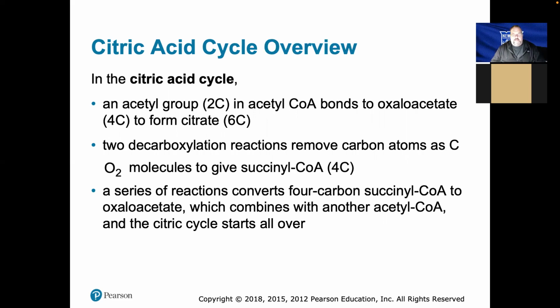In the citric acid cycle, an acetyl group in acetyl coenzyme A bonds to oxaloacetate, which has 4 carbons, to form citrate, which has 6 carbons. And we know the acetyl group has 2 carbons associated with it. 2 decarboxylation reactions remove carbon atoms as CO2 molecules to give succinyl coenzyme A, which has 4 carbons. A series of reactions converts 4-carbon succinyl coenzyme A to oxaloacetate, which combines with another acetyl coenzyme A, and the citric acid cycle starts all over.